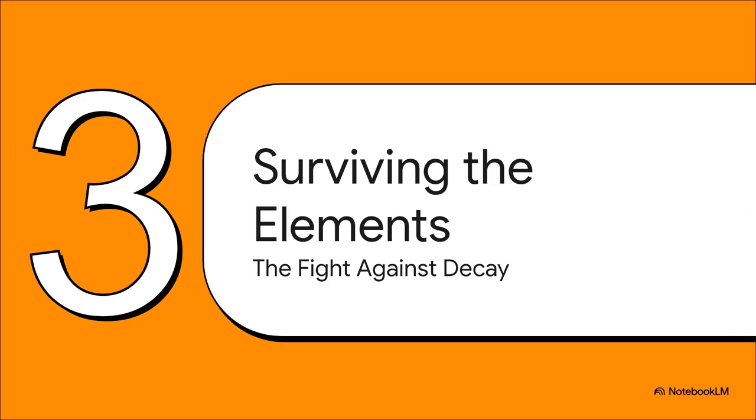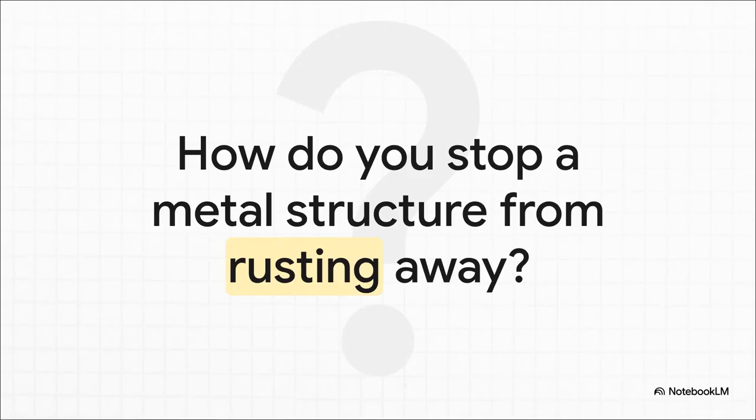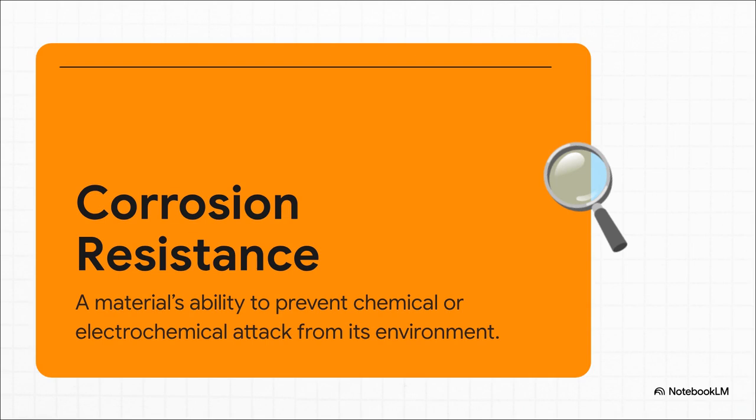Okay, so we've got weight and heat covered, but what about just surviving out in the real world? Materials are constantly being attacked by their environment. Rust. It's the slow, relentless enemy of so many things we build. This chemical attack can weaken and eventually just destroy even the strongest metals. So how do engineers fight back? Well, they do it by choosing materials with high corrosion resistance. This is like a material's built-in defense system against attacks from moisture, salt, air, you name it.